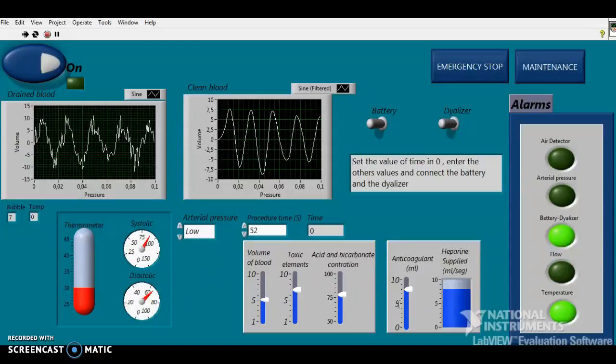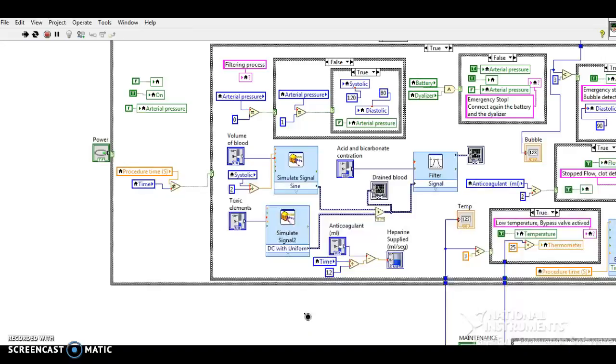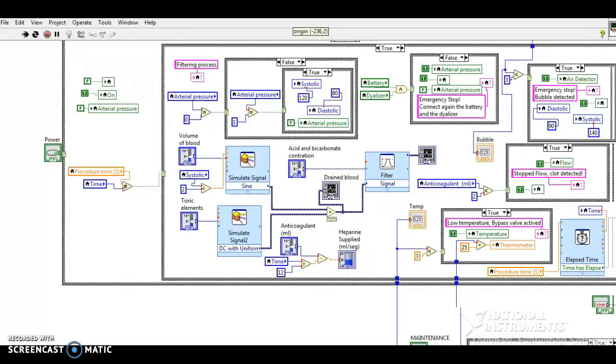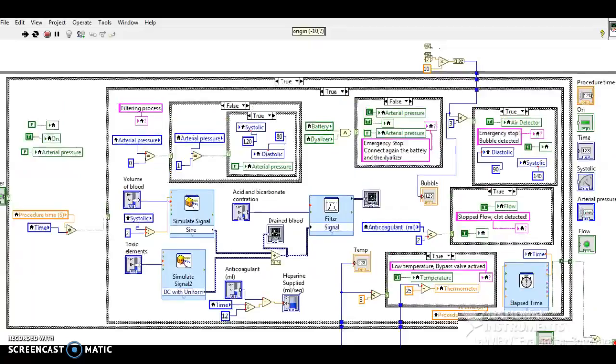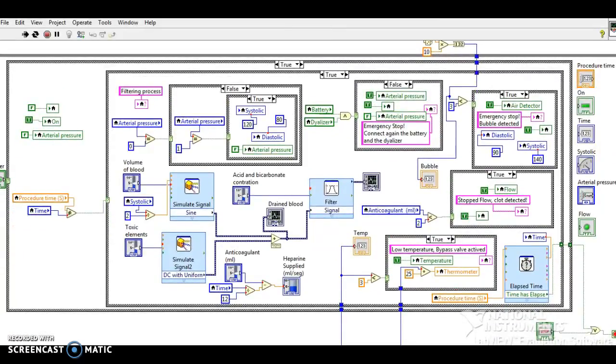The hemodialysis interface was designed in LabVIEW, and basically a sine wave signal was generated with noise, and a low-pass filter was placed down, which cleaned the signal and left it clean, free of noise and interference, thus simulating dirty blood and the filter producing clean blood.